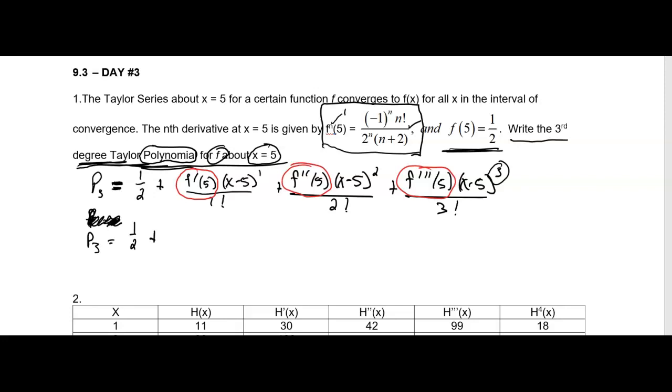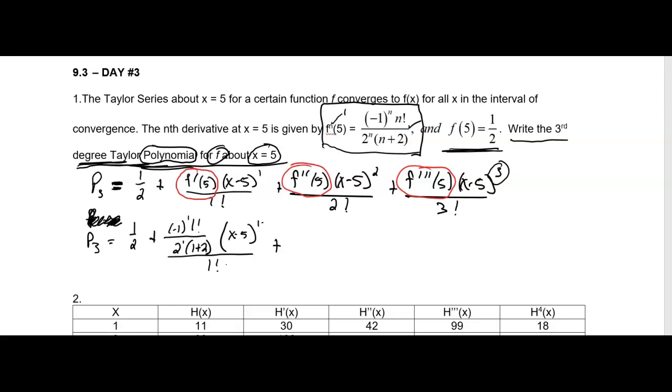So for this one, we would do a negative 1 to the first power with a 1 factorial, all divided by 2 to the 1, and then 1 plus 2. That's your derivative, and then we would still have x minus 5 all over, and then x minus 5 to the first power all over 1 factorial. So that was our first derivative, first power, first factorial.